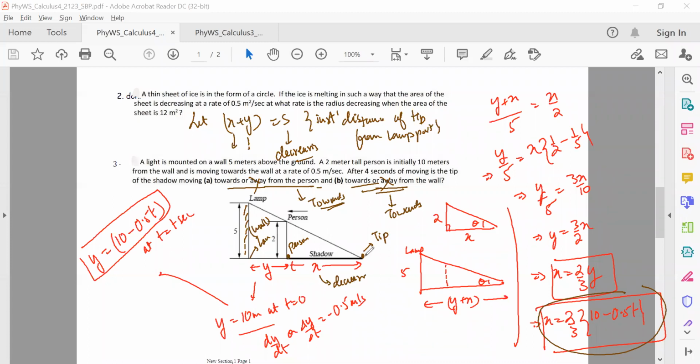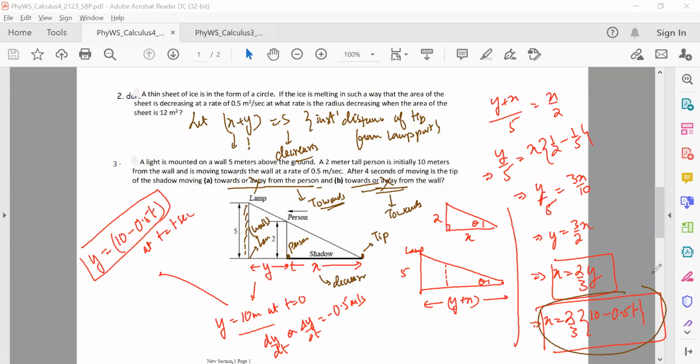Similarly, if you ask what is the rate at which the tip is coming closer to the wall, that is the rate of s changing with respect to time. So s is what? x plus y. That is this plus this. So x is 2/3 of y, so it will become 2 by 3 plus 1, so 5 by 3 times y. So just note down this part if required, then we'll discuss that.